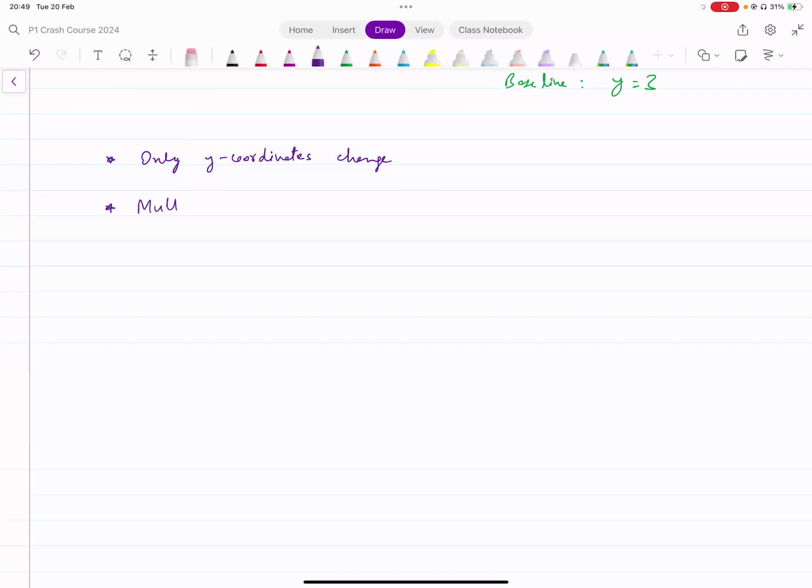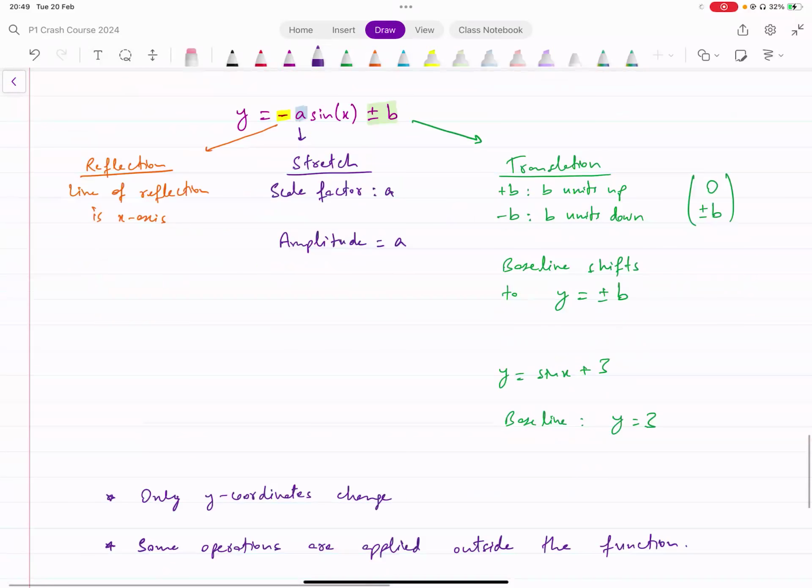So multiplication, division, or subtraction, or addition. Let me just write operations. Some operations, which means addition, subtraction, multiplication, division, are applied outside the function. Right? So in this case, sine x remains as it is. Outside sine of x, we are multiplying by a number or a negative sign or adding or subtracting something.